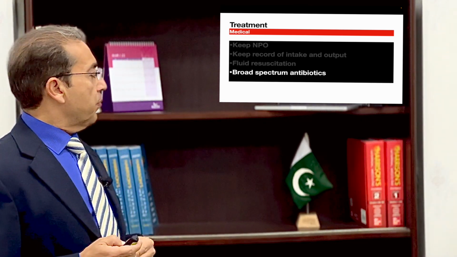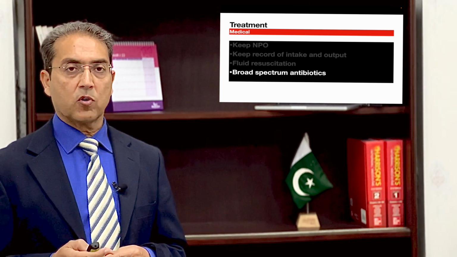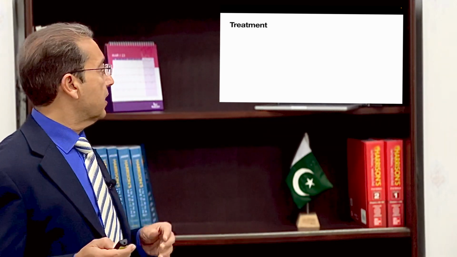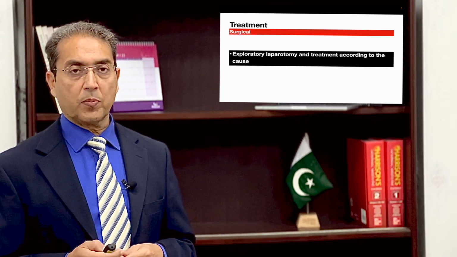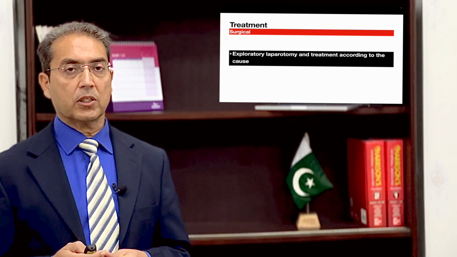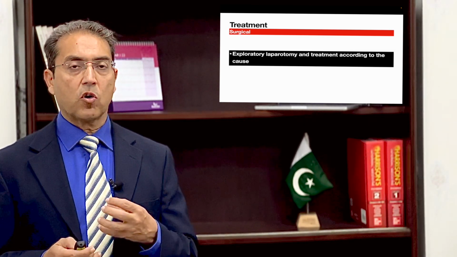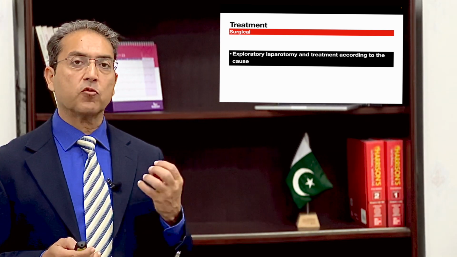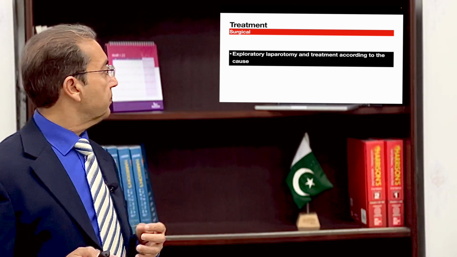And then broad spectrum antibiotics, which cover gram-negative, anaerobic organisms and gram-positive organisms. So we require broad spectrum antibiotics to control the sepsis. And then definitive treatment is surgical. Surgical treatment is exploratory laparotomy, and we treat according to what is the cause. So we identify what and where the lesion is, and we treat it accordingly. It may be a primary repair, or we may go for an ileostomy or a colostomy with a secondary closure, but in some cases we may go straight away for a primary closure, for example, as in peptic perforations.